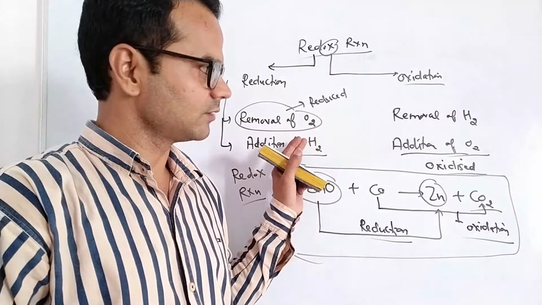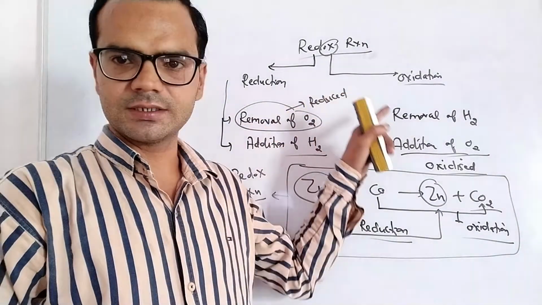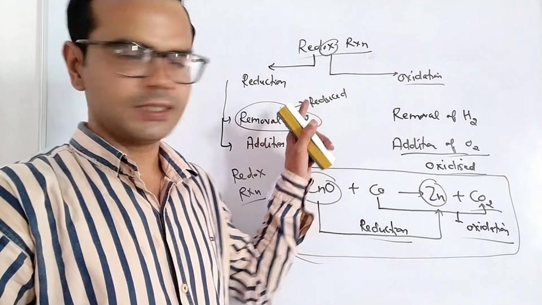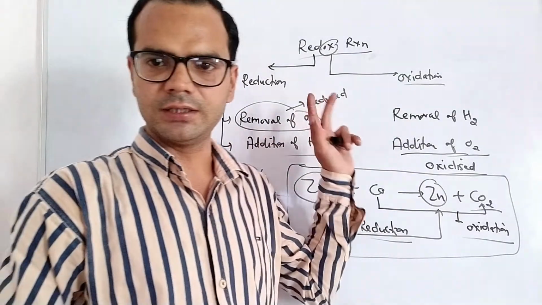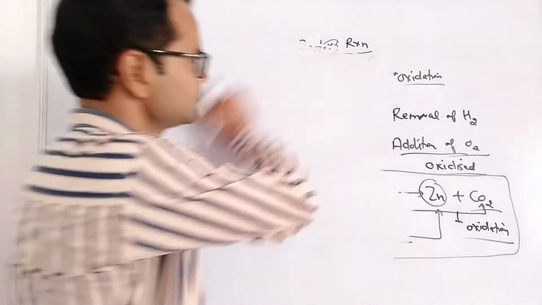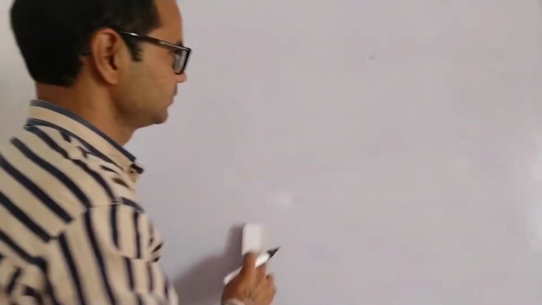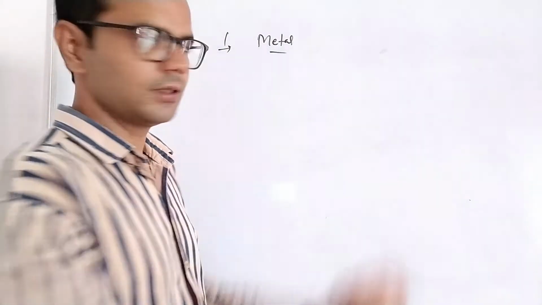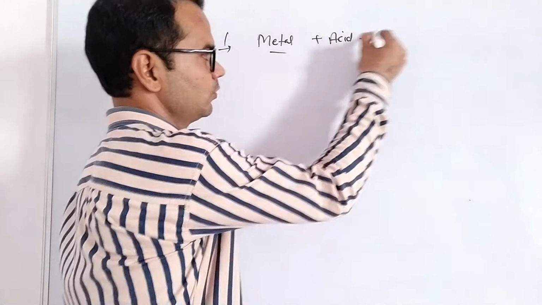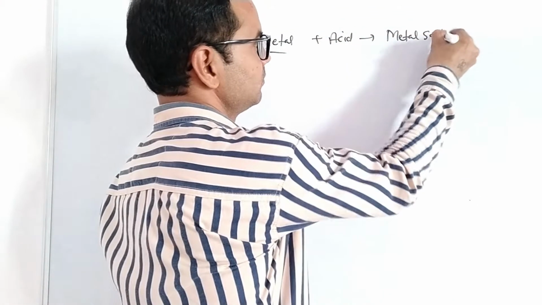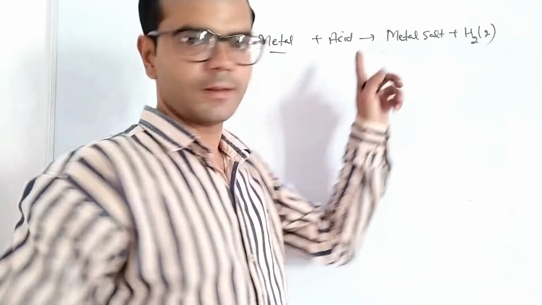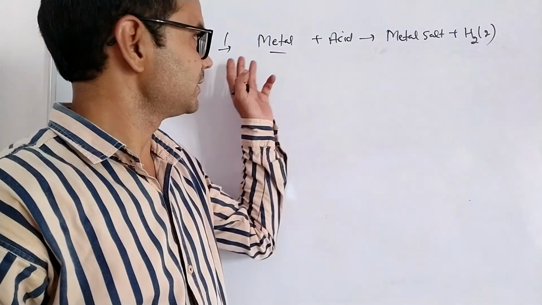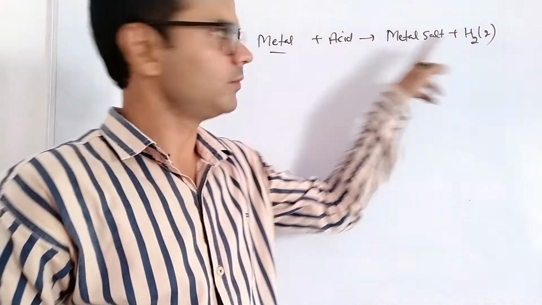All these types of reactions we have discussed in chapter number 3 also. Chapter number 3 was metals and non-metals, right? I am going to give a blueprint of chapter number 3 also. Metals react with acid to give metal salt, and hydrogen gas is released. It is a characteristic property of metals. Metals displace hydrogen from acids.